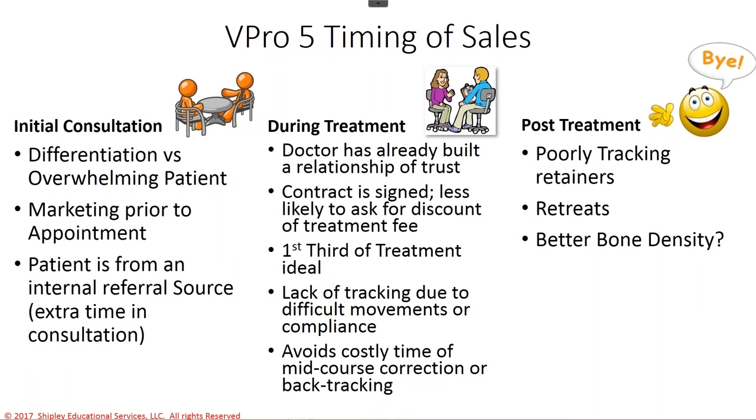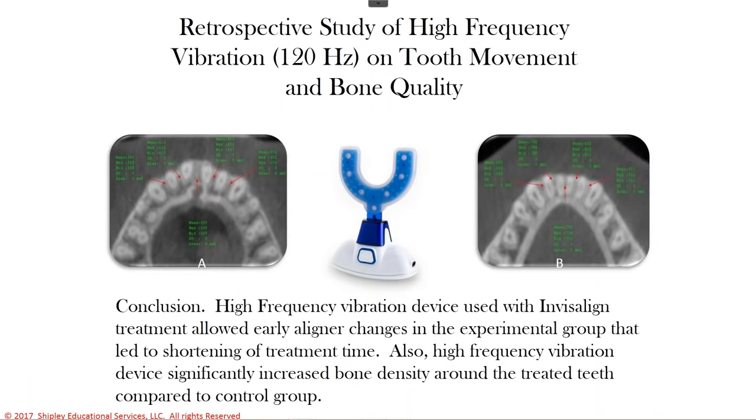What about better bone density? Well, that's a big question, and I don't know for a fact whether or not having better bone density with V-Pro 5 helps with better stability, but I did have an interesting research project that is submitted for publication. In this case, we had several V-Pro 5 patients versus several control patients with just Invisalign alone. The conclusion was with the V-Pro 5 with Invisalign, it allowed earlier aligner changes in the experimental group that led to shortening of the treatment time, and we had a significantly increased bone density around the teeth that we treated with the V-Pro 5.